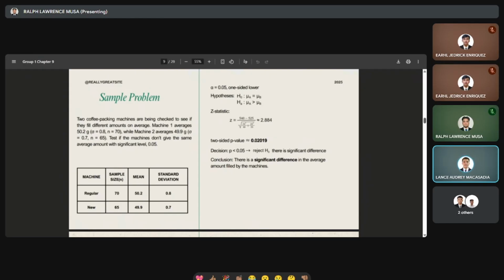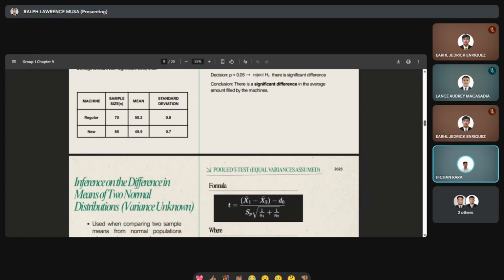Z equals 50.2 minus 49.9 all over the square root of 0.8 squared over 70 plus 0.7 squared over 65. So the value that we will get is 2.884. So since p is less than 0.005, we reject the null hypothesis. So the conclusion would be there is a significant difference in the average amount filled by the two machines. Next slide, please.